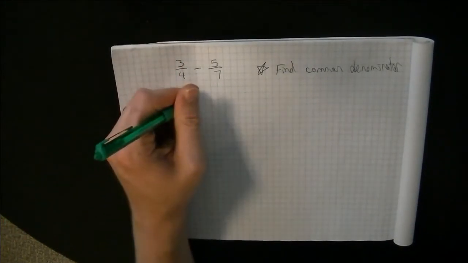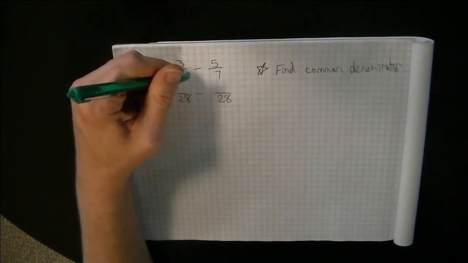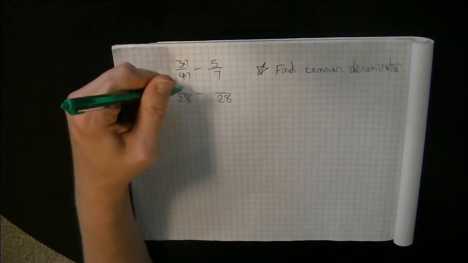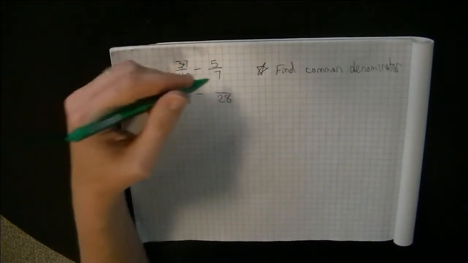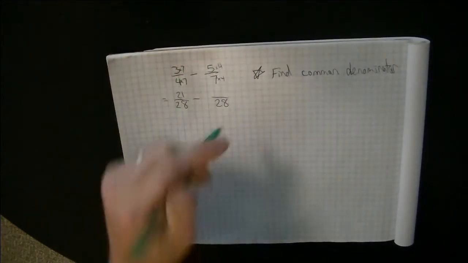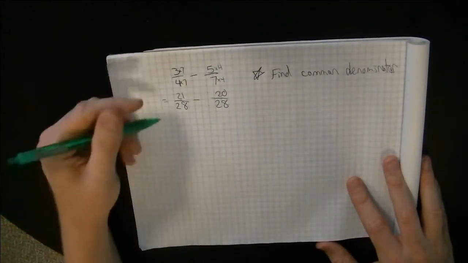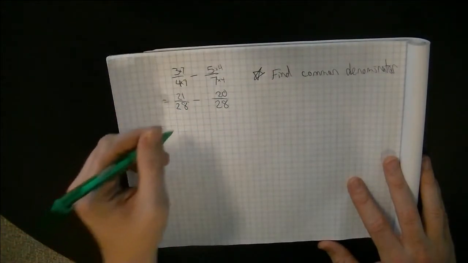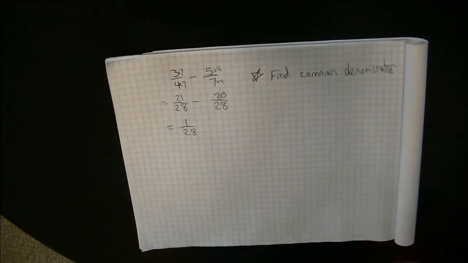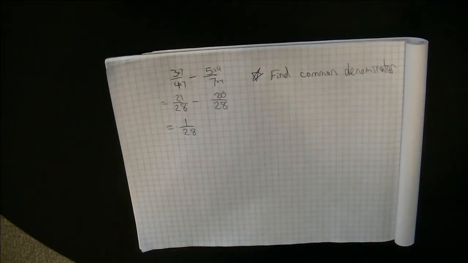so there's no way that we can find a number other than just multiplying them together. So it's 28, which is 4 times 7, and now if I multiply 4 times 7 and 3 times 7, I get 21/28, and if I multiply 7 times 4, I get the 28, so I need to multiply the 5 by 4 to get 20. So there we are. Now we have 21/28 minus 20/28, which is 1/28. So the difference between 3/4 and 5/7 is 1/28.